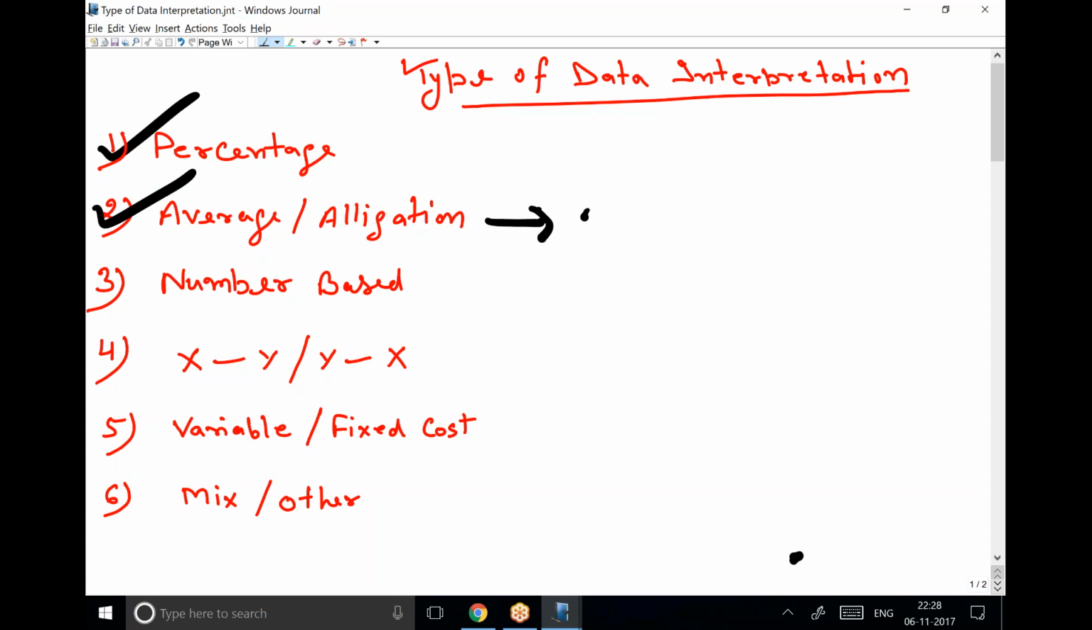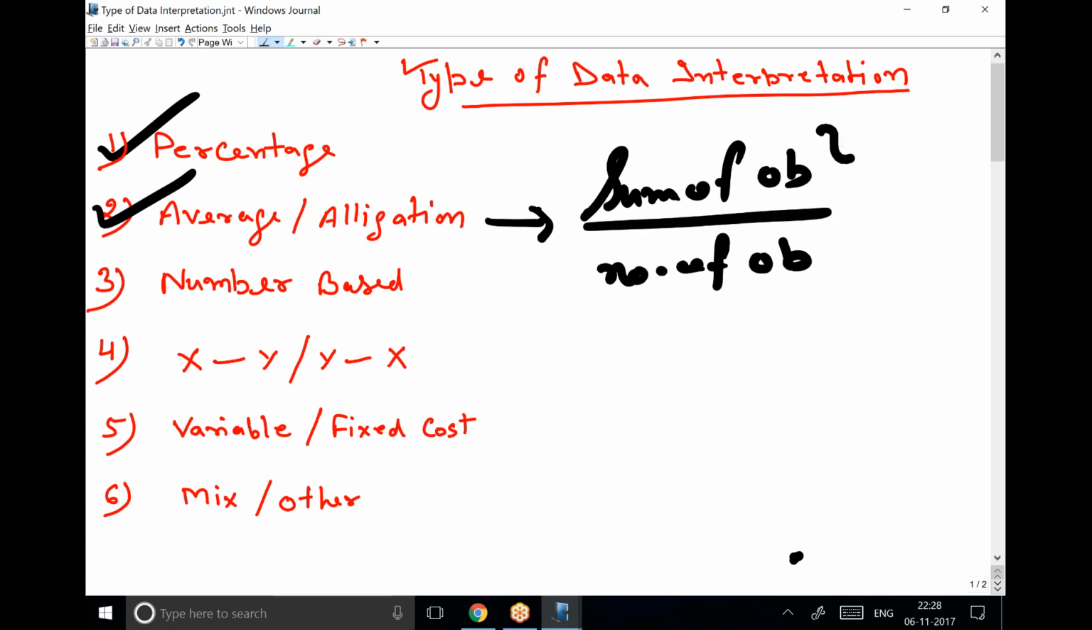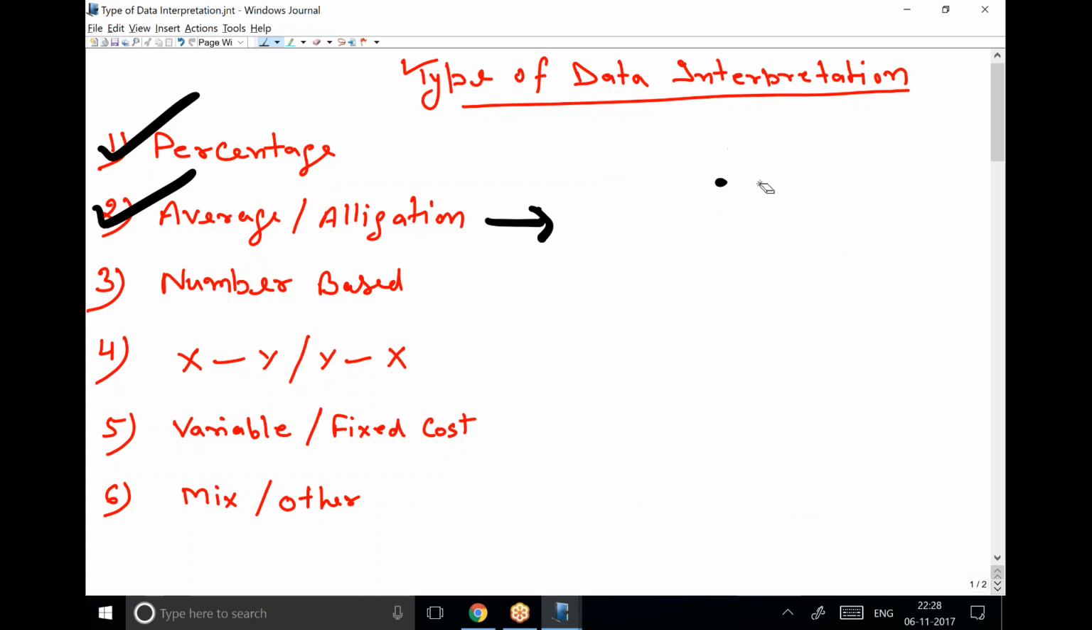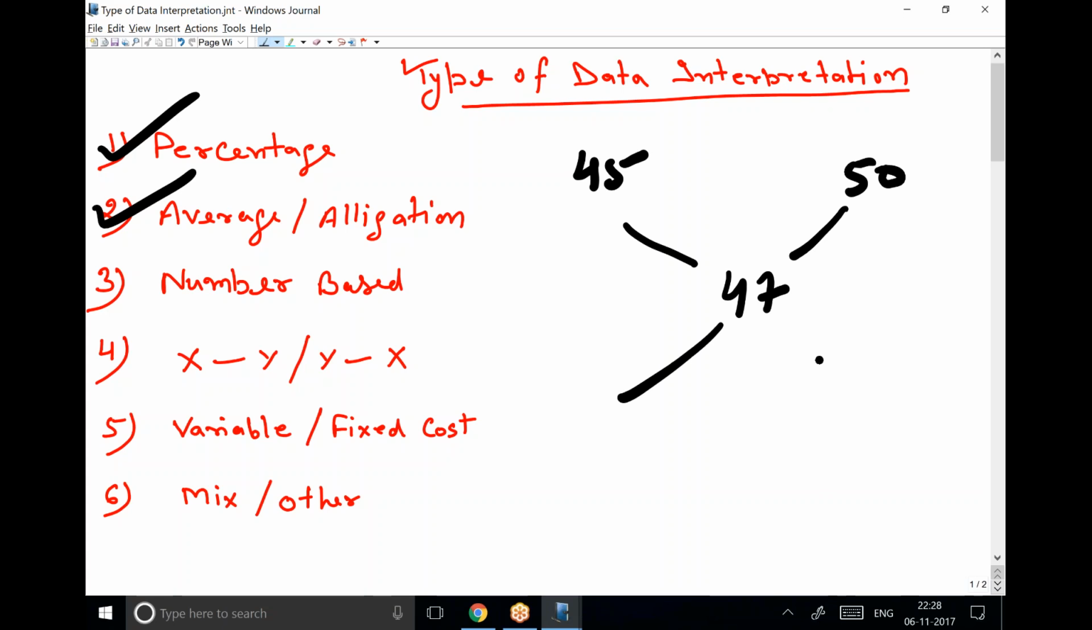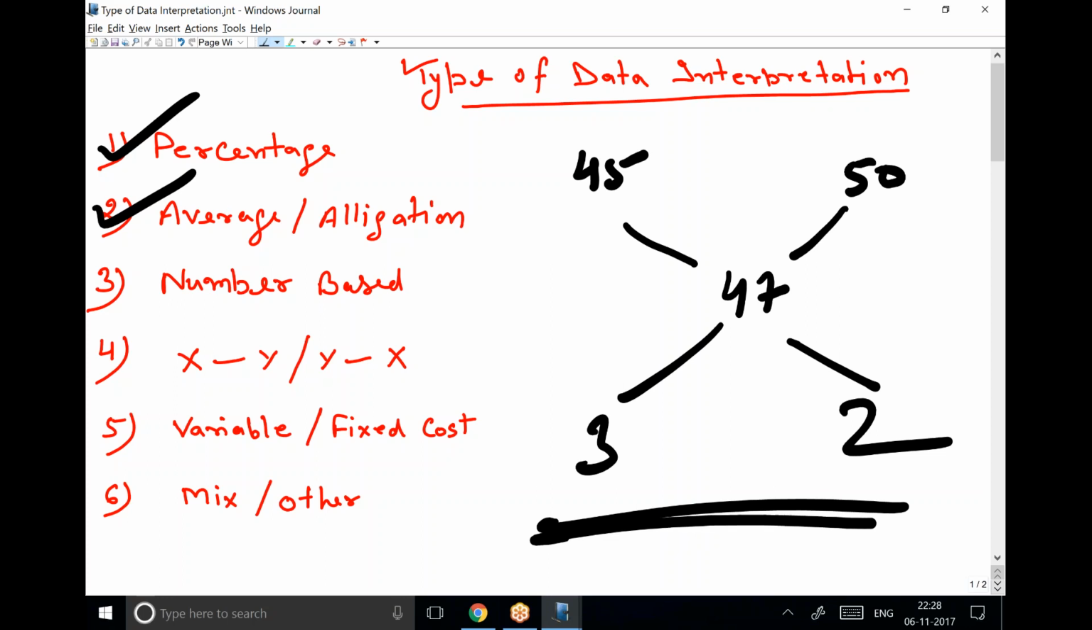But look at the average. Average we already know: sum of observations divided by number of observations, right? This is the average part. And alligation we already know: when rice price is 45 rupees per kg and 50 rupees per kg, if you mix these two rice and are looking for a price of 47 rupees per kg, then we know we have to mix this rice in the ratio of 3 is to 2. This is the alligation part.